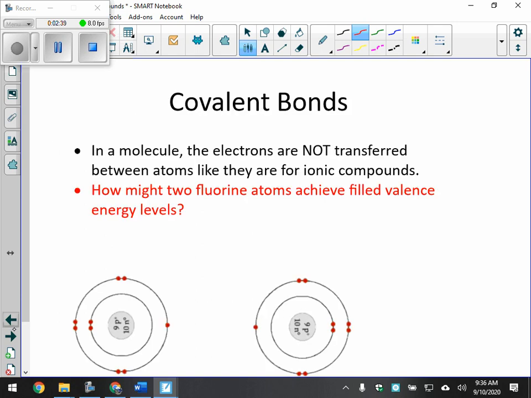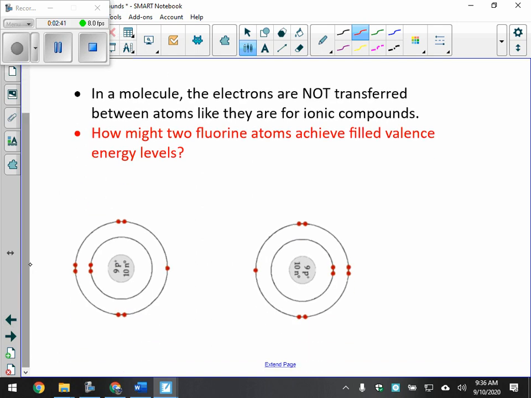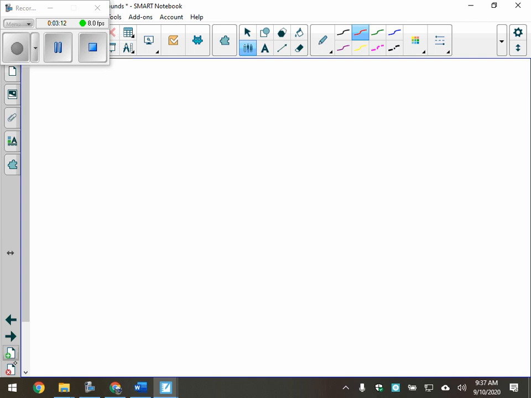All right. So it says here in a molecule, the electrons are not transferred between atoms like they are for ionic compounds. How might two fluorine atoms achieve a filled valence energy level? Again, look, there's one by itself here, and there's one by itself here. If we kind of paired them up, okay, so that this one kind of spends some time here, and then these two kind of spend time here, okay, it's like we have 8 in each one. Basically, that's what's happening, okay. It's a little easier to show that with hydrogens, but we can do that with fluorines as well.